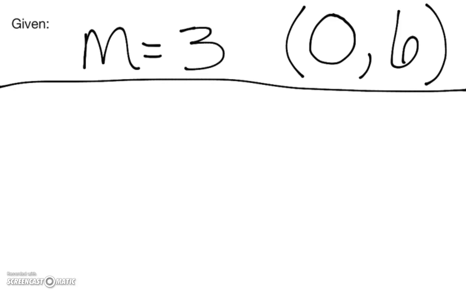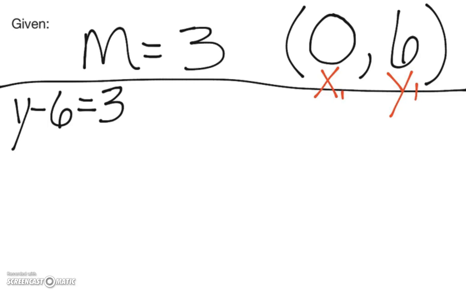Again, I've been given a slope and a point. Notice that on this point, my x1 coordinate is a 0. What that means is that this ordered pair is actually going to be my y-intercept. So for some of you, you may be able to go through and solve it a slightly easier way. I'll show this one to you two different ways. First, let's do it the way we did before. So we have y minus y1, which is 6, is equal to m, which is 3, times x minus 0.